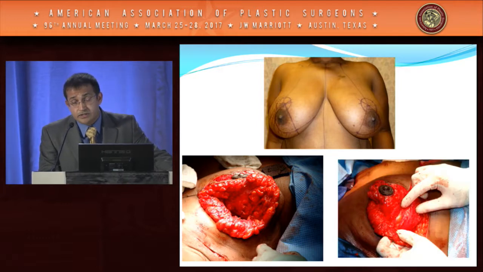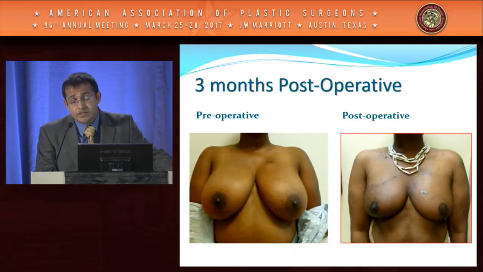We performed an extended superomedial pedicle design described by Dr. Loskin, actually from Emory, where we take the inferior pole of the tissue based off the internal mammary perforators, attach the superomedial pedicle, and rotate it into the upper outer quadrant defect, and subsequently bring the Wise pattern incisions together. You can see at the 3-month post-op follow-up, she's, after radiation, cancer-free and aesthetically quite appropriate, but most importantly, cancer-free.